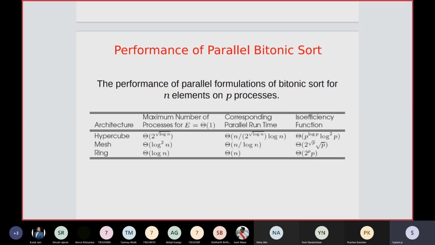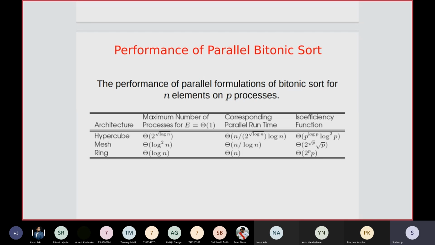In case of the hypercube, the maximum number of processes for E equal to theta of 1 will be theta of 2 raised to root log n, and the corresponding parallel time will be theta of n by 2 raised to root log n into log n, and the isoefficiency function can be represented as theta of p raised to log p into log square p. And for mesh, as we just discussed, the maximum number of processes is theta of log square n, then the corresponding parallel runtime is theta of n by log n, and the isoefficiency function is theta of 2 raised to root p into root p.